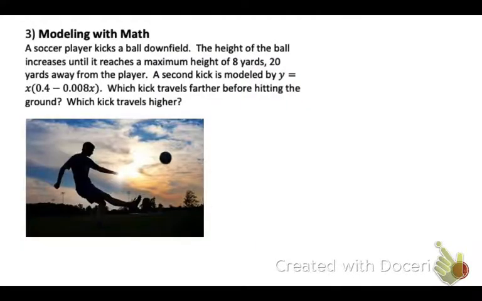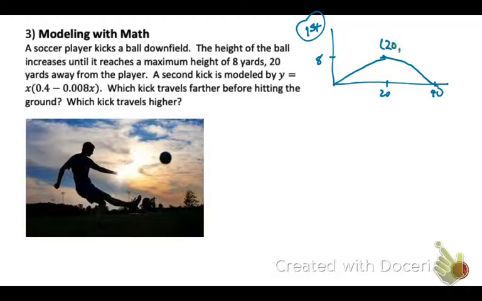Number 3, a soccer player kicks a ball downfield. The height of the ball increases until it reaches a maximum height of 8 yards and 20 yards away from the player. So let's draw a little graph of that. Here's the first kick. So we have a maximum height of 8. So at 20 yards out, that ball hits the maximum height of 8 yards. Since that's halfway through the path, that means that the ball will land back on the ground after 40 yards.